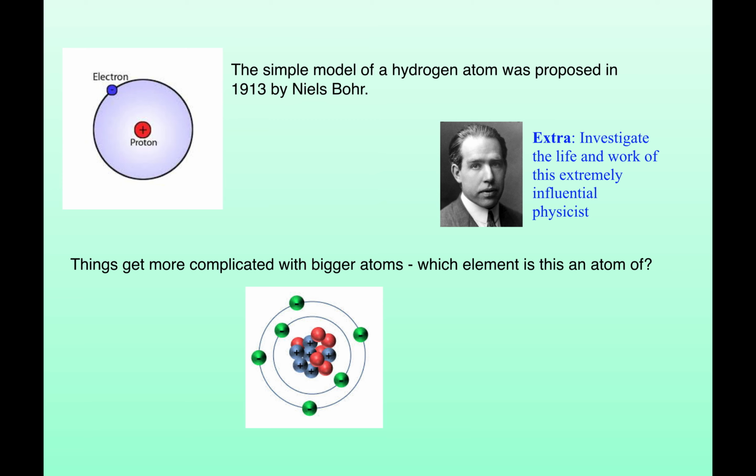Now, as the atoms get bigger, obviously things get more complicated. So here we've got a bigger atom, we've got more protons and more electrons. We need to think about how we're going to identify atoms. Which atom do you think this is? Which element does it belong to? How could we work it out?